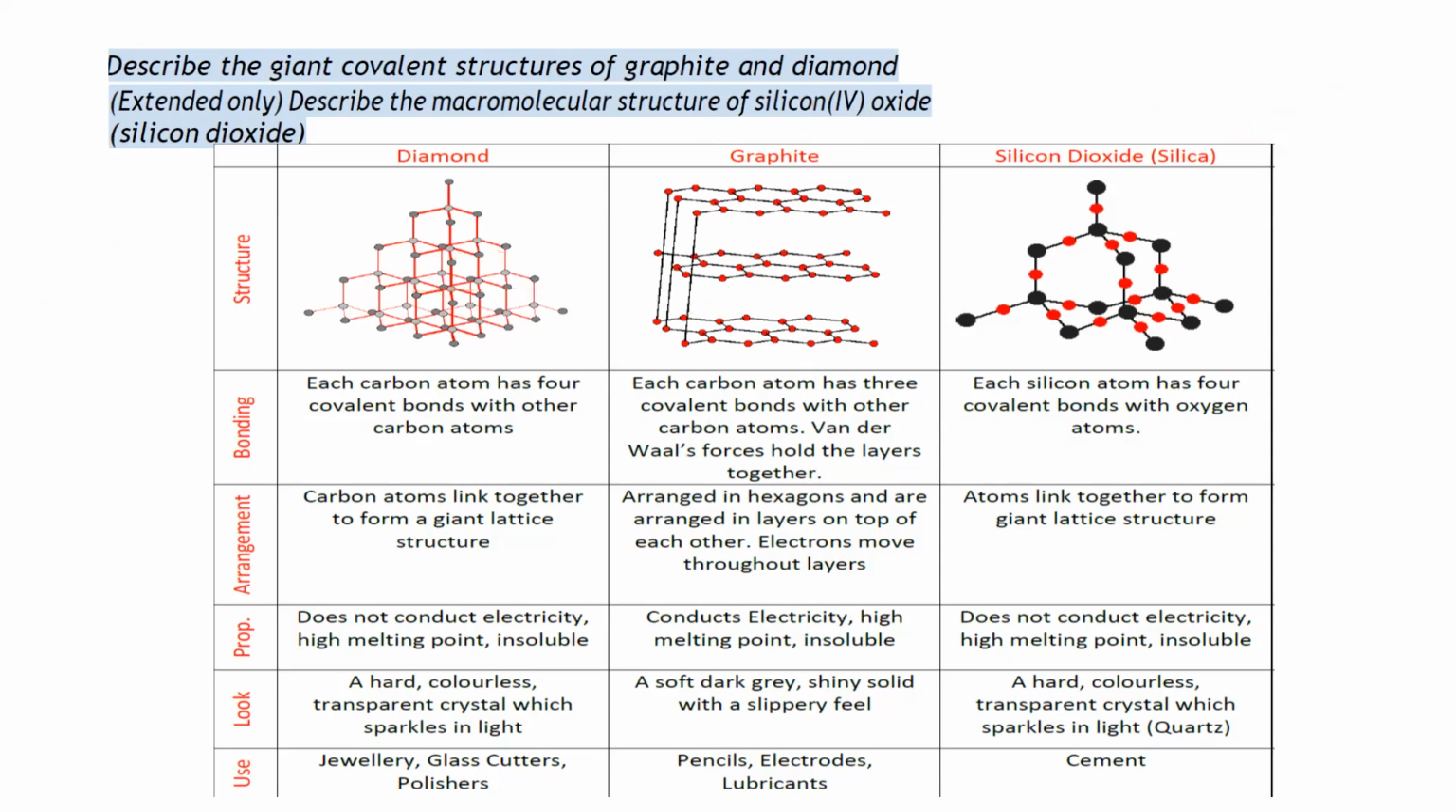And why is it slippery? Because these layers are there. Graphite has a layer structure, and these layers can slide over each other or slip over each other. That is why graphite is slippery in feeling. And silicon dioxide is also hard, it is colorless, because you can see it has the same structure as diamond. Then the uses are there. Diamond is used in jewelry, graphite for lubricant, and silicon dioxide for cement.